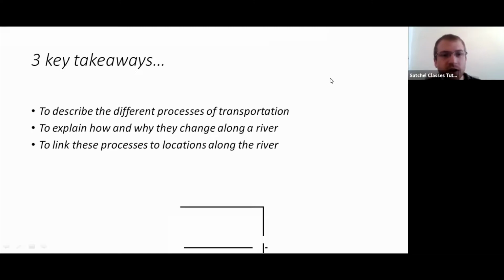Hello and welcome to the lesson on river processes, and today we're going to be looking at the process of transportation. So our three key takeaways are to describe the different processes of transportation, to explain how and why they change along a river, to link these processes to locations along the river as well.